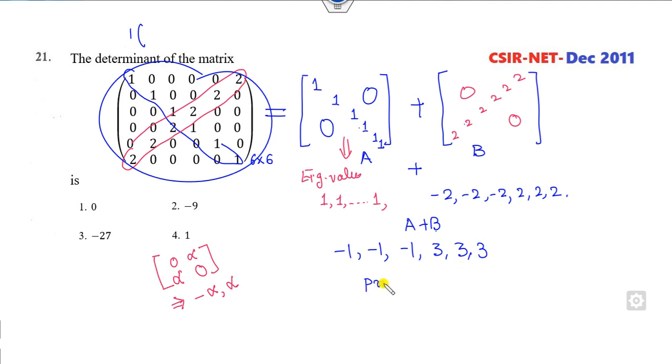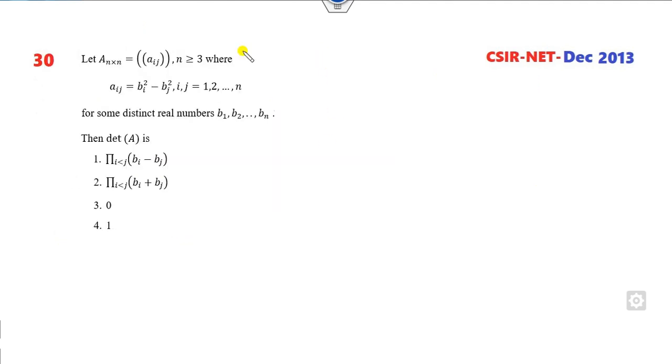And the product of the eigenvalues is nothing but the determinant. So what is the determinant? Minus 27 is the right answer. So you can see within 1 minute you can solve this question in a simple way. Okay, look at the next one.